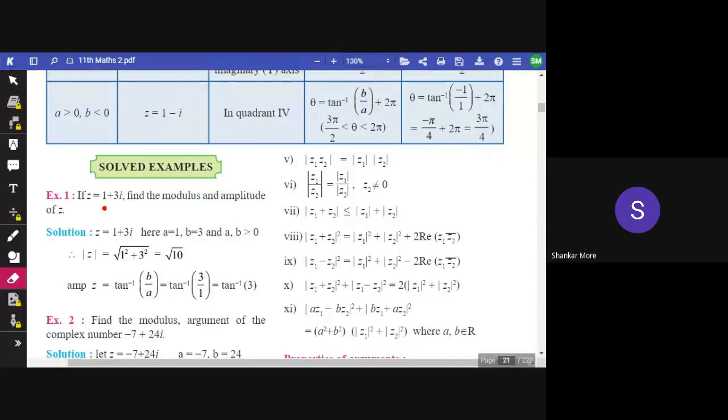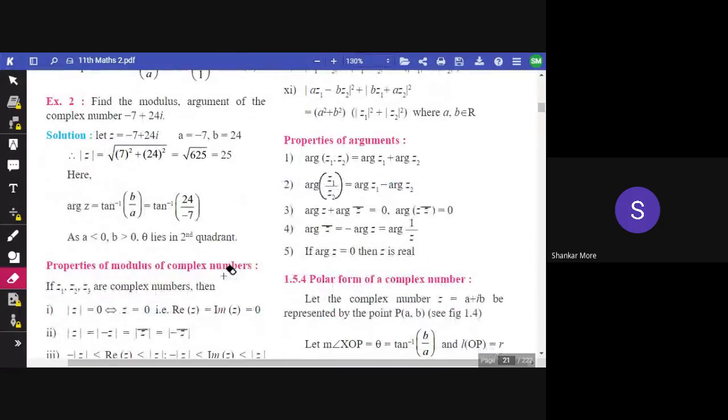Tan inverse of 24 by minus 7, or we can say tan inverse of minus 24 by 7. Correct? We do not write the minus symbol in the denominator. Instead, you can write it in the numerator. So our argument is tan inverse of minus 24 by 7. Correct? Now, properties of modulus of a complex number.